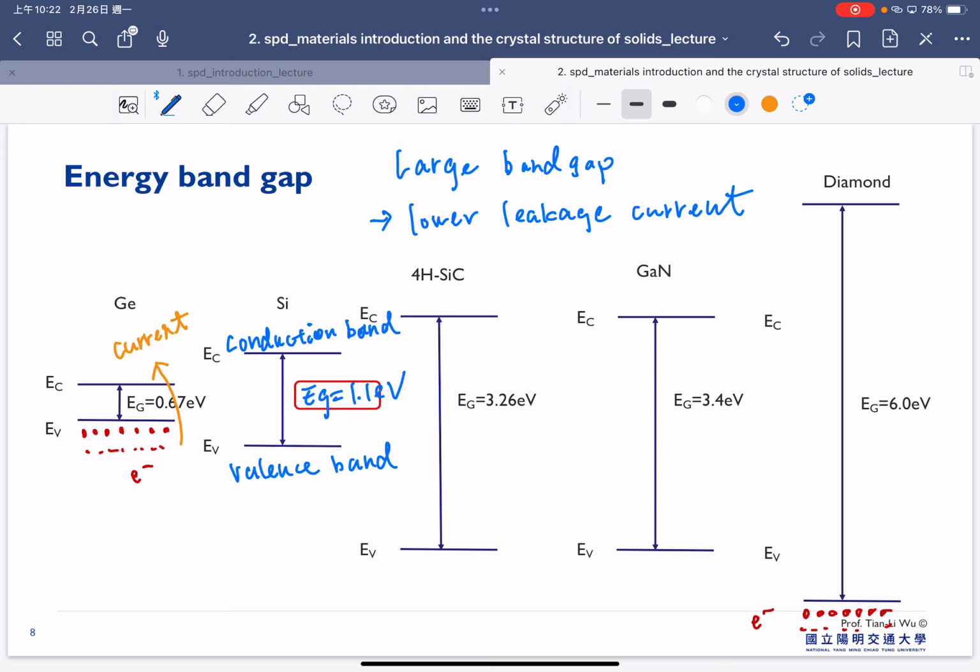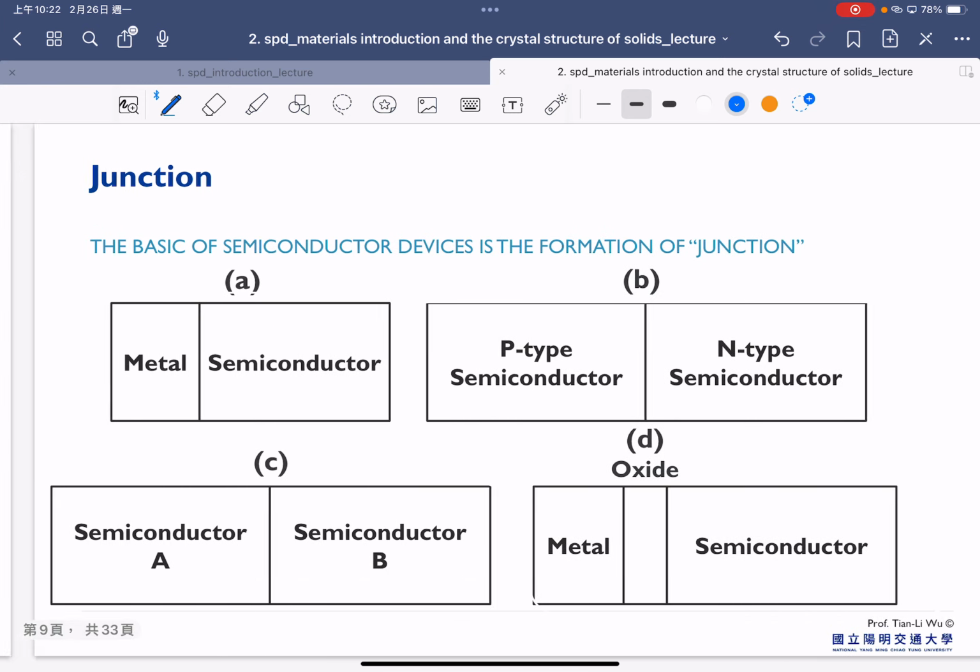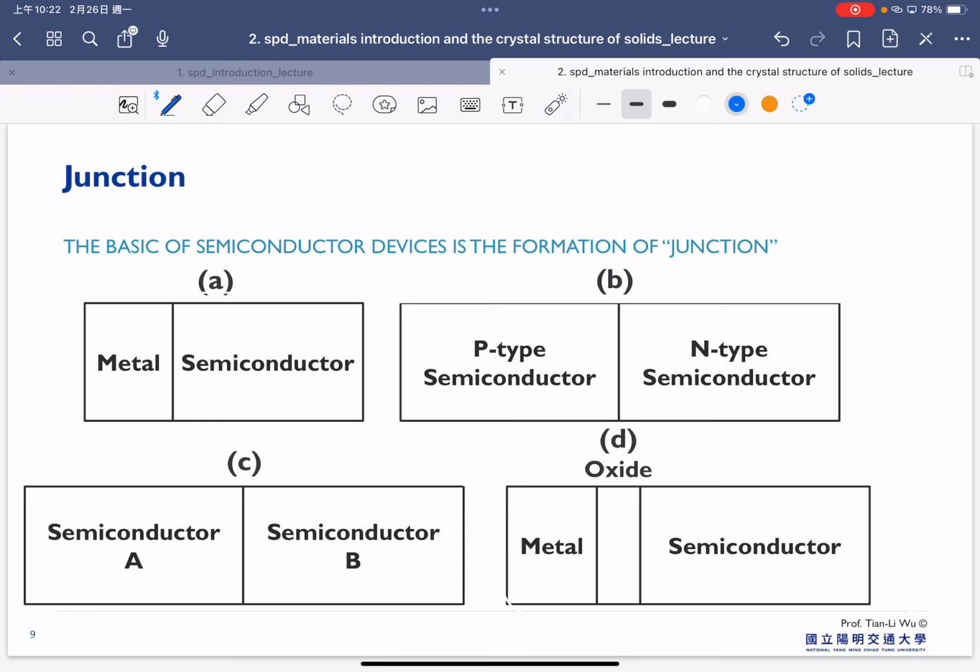Okay, so that's the first part related to the materials. And next, we'll start to talk about the junction. If we look at the junction, there are 4 types of junction that will happen in our semiconductor device. The first one is a metal and semiconductor. That means we will put the metal on top of the semiconductor, and in between, a junction happens here.